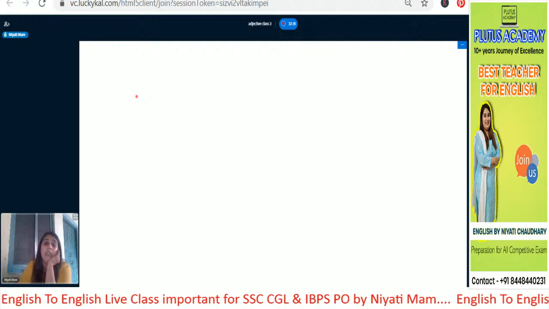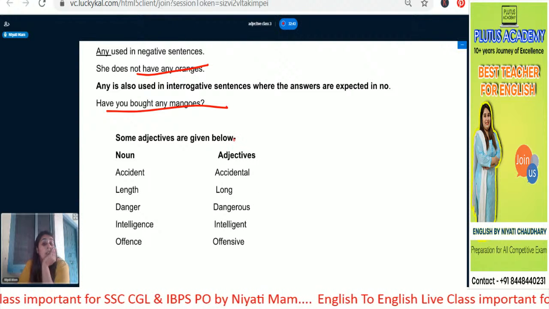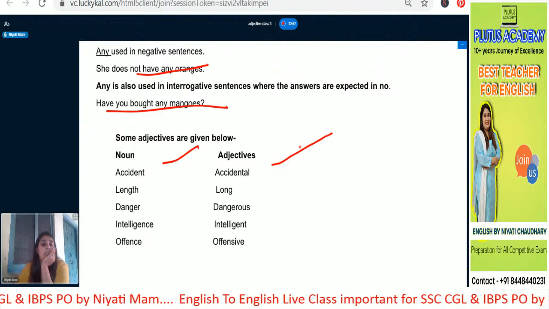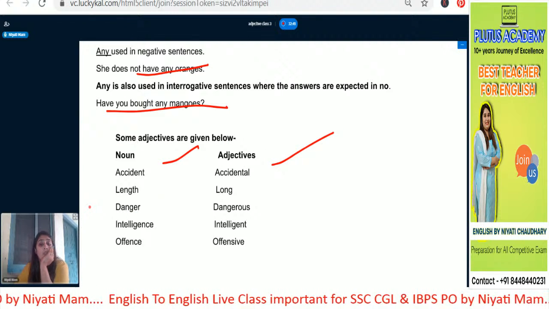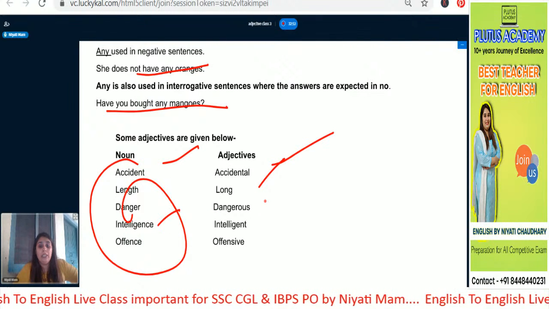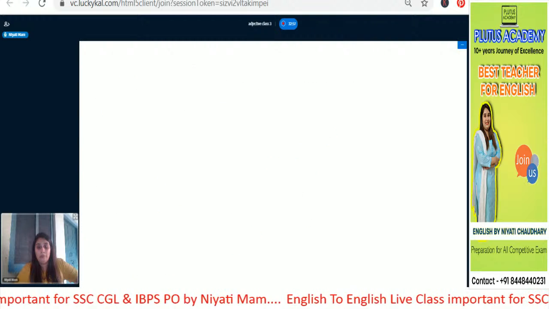Any is used in negative sentences. She does not have any oranges. Have you bought any mangoes? Some adjectives are given below. Accident, accidental. So these are the nouns. From these nouns, these adjectives have been derived. Length, long, danger, dangerous, intelligence, intelligent, offense, offensive.